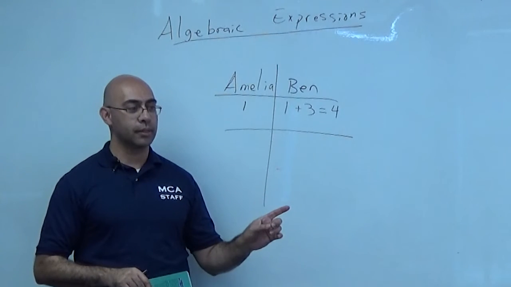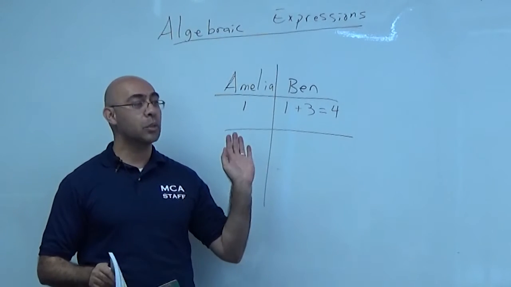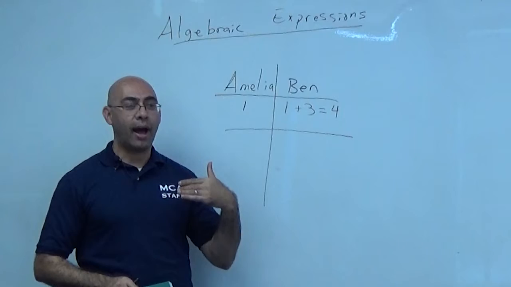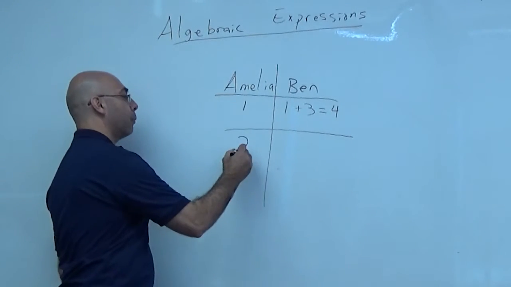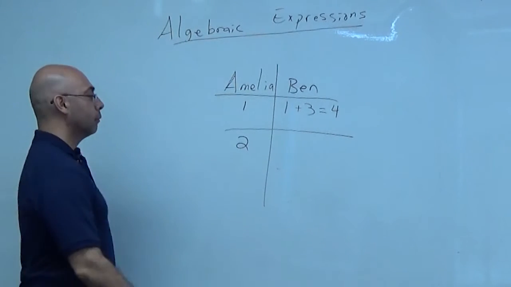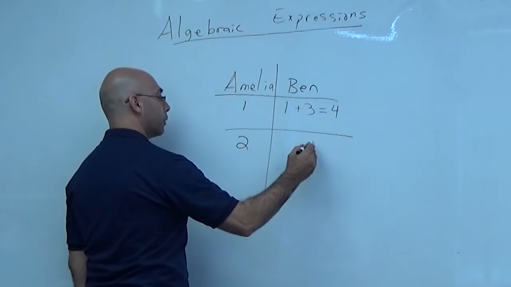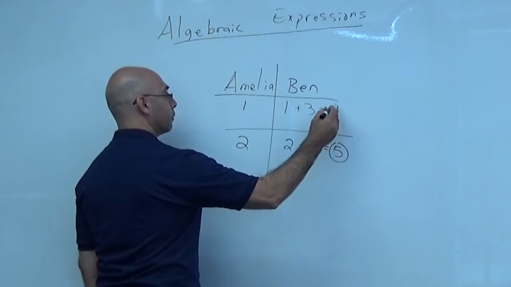That's not exactly what he says. I always have. I always have. So that means it doesn't matter what Amelia has. I will always have 3 more apples. So let's just say, what if Amelia has 2 apples? Then he's going to have 3 more apples. So 3 more apples than the 2, which is how many? 5. So he has 5 apples.